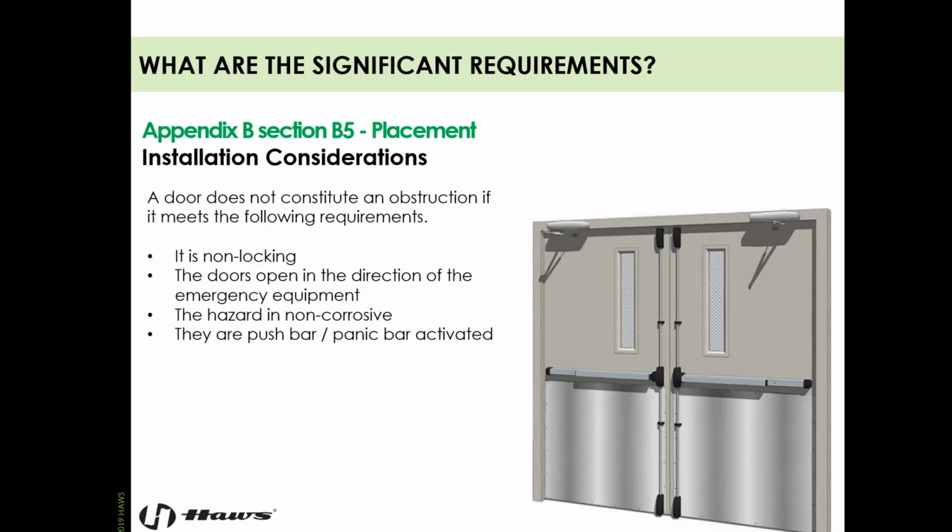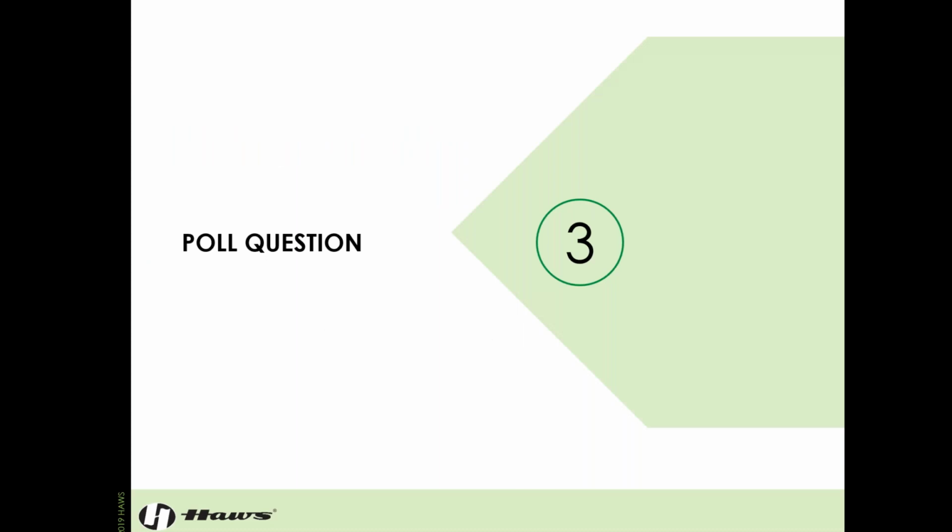Next is a door. In B5, you can have a door, but it has to meet certain requirements. It has to be non-locking. The doors have to open in the direction of the emergency equipment. The hazard has to be non-corrosive, and they have to be push bar or panic bar operated. Super simple, but if it doesn't meet any of those, you cannot have a door.